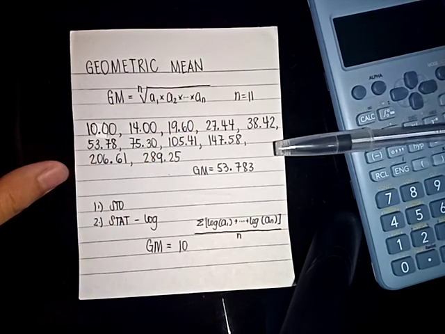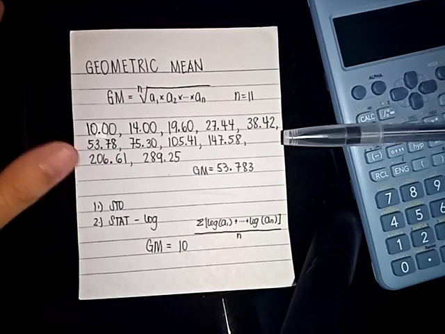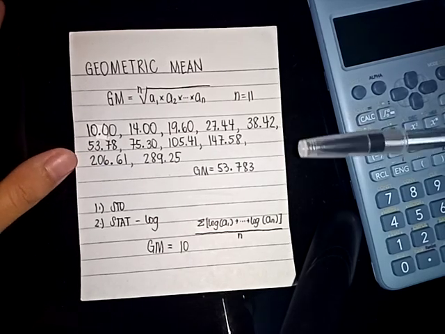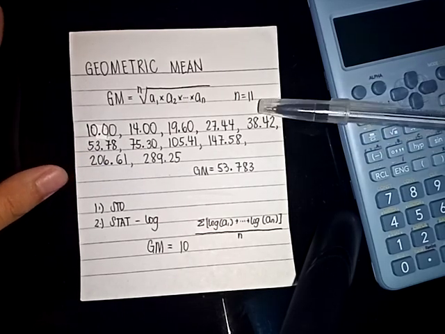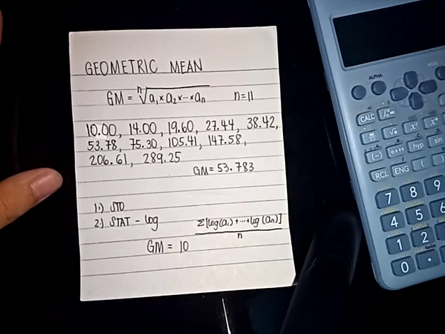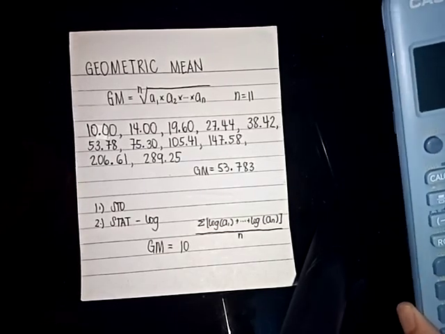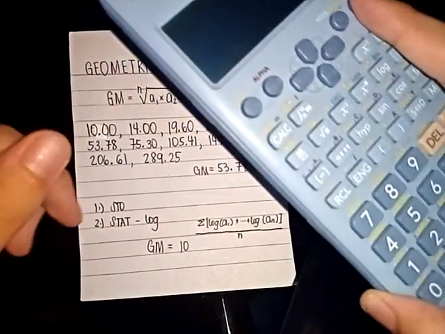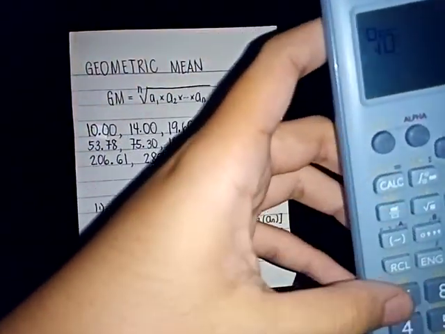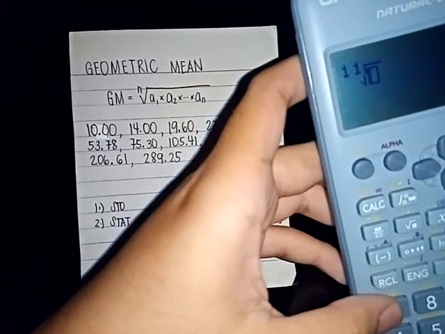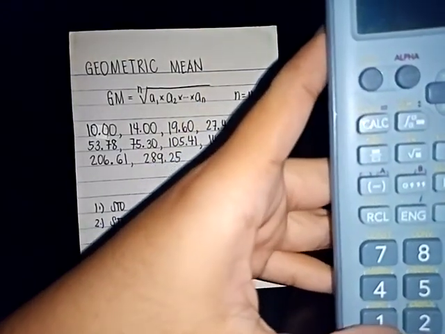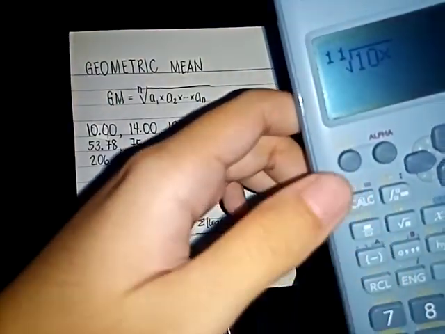So we have 11 terms here in this geometric series, which is our n. So n is equal to 11. Now, to verify the value for this geometric mean, we're going to manually input this in our calculator. So we simply type it in. So n is 11, and then input all the numbers and then multiply them.